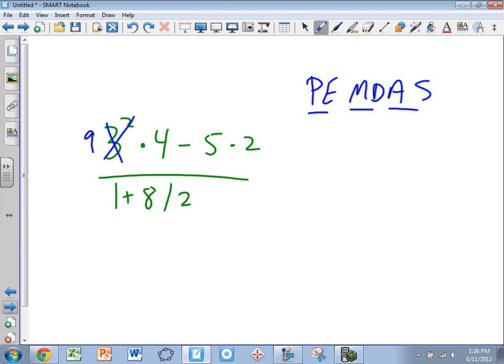So you just look from left to right. First thing I see is multiplication. What does this become? 32. Then I see subtraction. Let it go, because we're not there yet. Then I see multiplication.